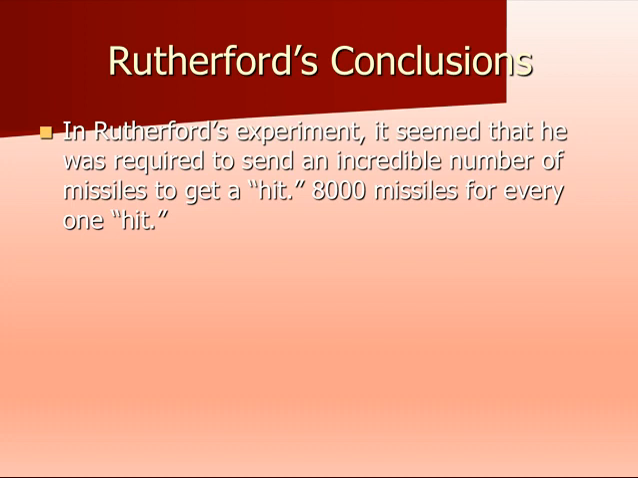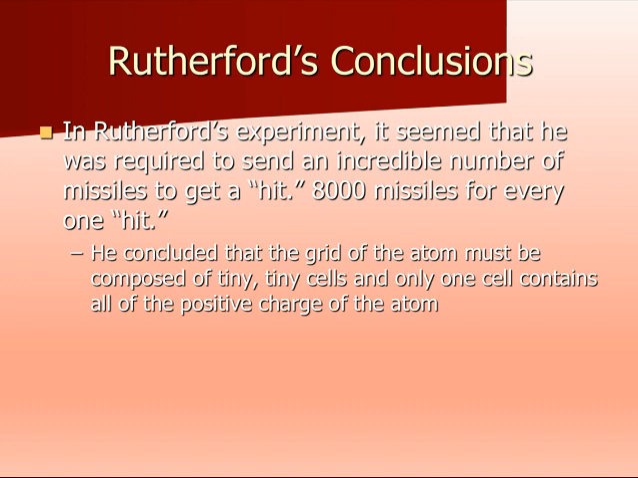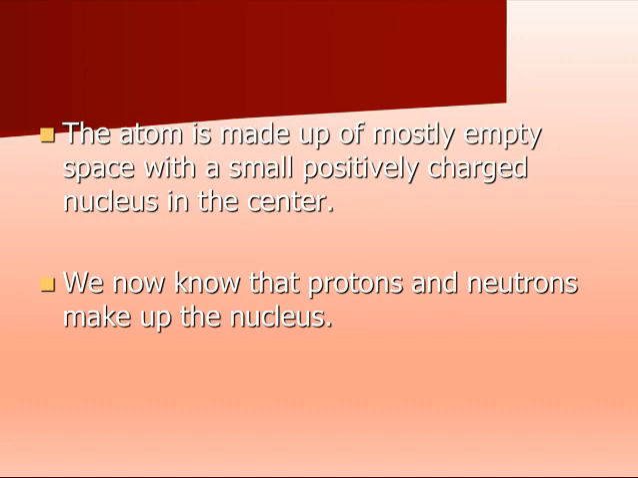So, in conclusion, Rutherford said that it seemed that he was required to send an incredible number of missiles to get a hit. About 8,000 missiles for every one hit. He concluded that the grid of the atom must be composed of tiny, tiny cells, and only one cell contains all of the positive charge of an atom. Now, he doesn't mean like a biological cell, he just means like a region or a location. So the atom is made up mostly of empty space, because most of the mass of an atom is concentrated in that nucleus.